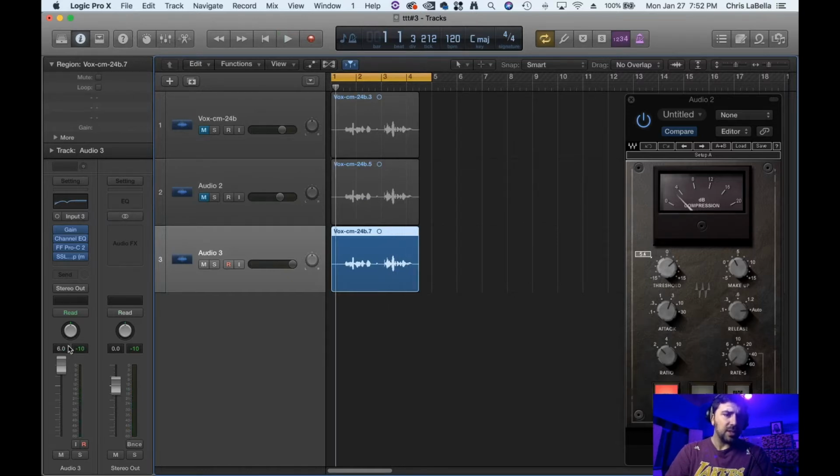Alright, so it's hitting negative 10 decibels, which is what it was hitting originally too.